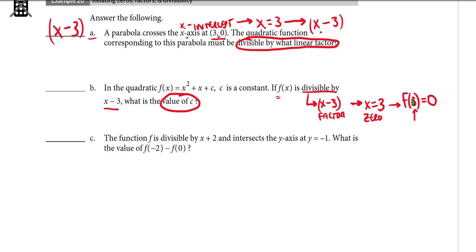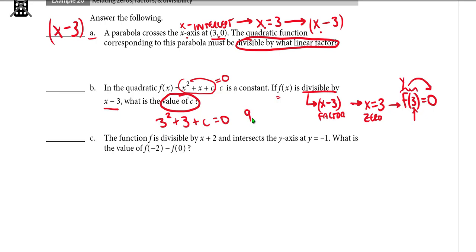When 3 goes in, f of 3, the y value, will be 0, which means we can just take that 3 value for x, substitute it into the quadratic, and we know that we will get 0 out. And watch what happens when we do that. We get 3 squared plus 3 plus c equals 0, and now we have a nice, simple equation that has only one variable, and we can solve for the value of that variable now.